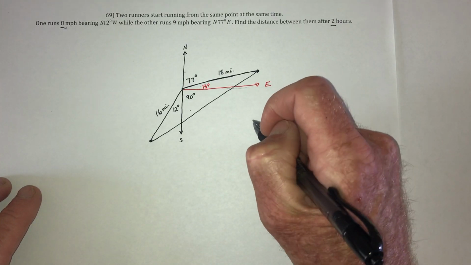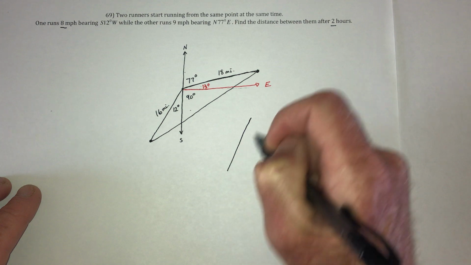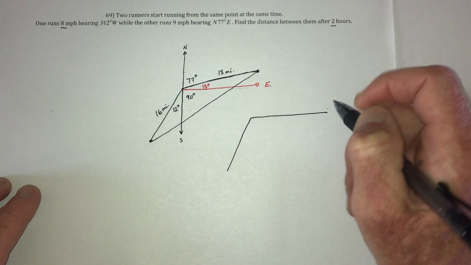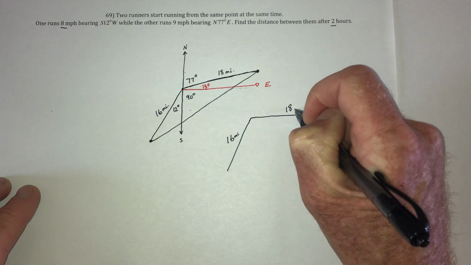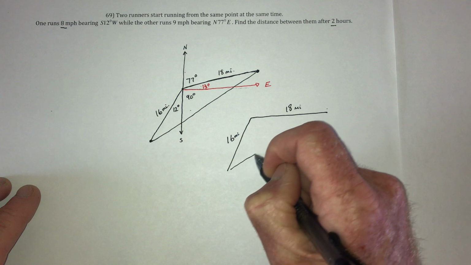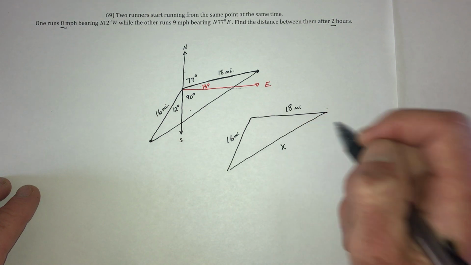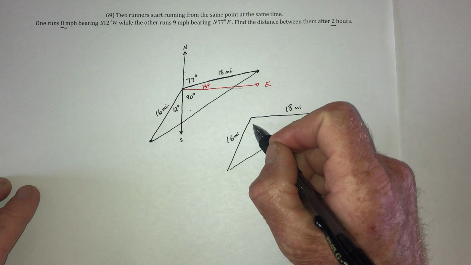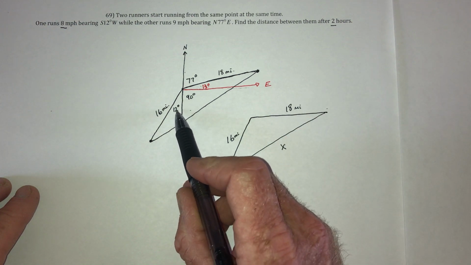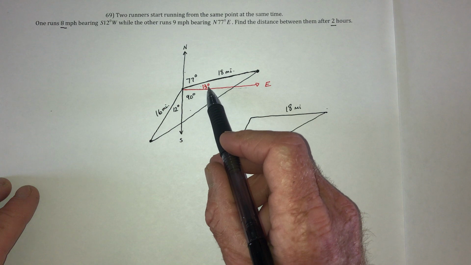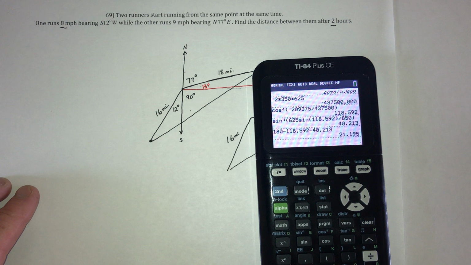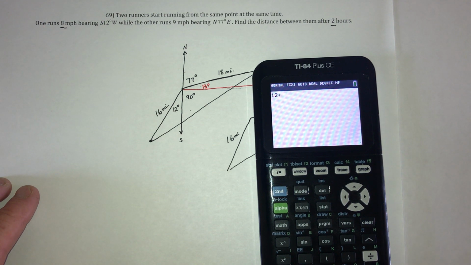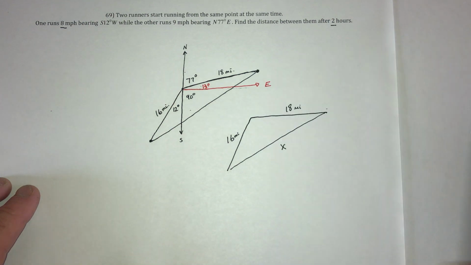So if you were to redraw it to make it a more simplified version, it looks like this. This is 16, this is 18 miles. And this is the distance between the two runners, so I'll call that x. And then this angle right here is made up of 12 degrees plus 90 degrees plus 13 degrees. 12 degrees plus 90 degrees plus 13 degrees is 115 degrees.